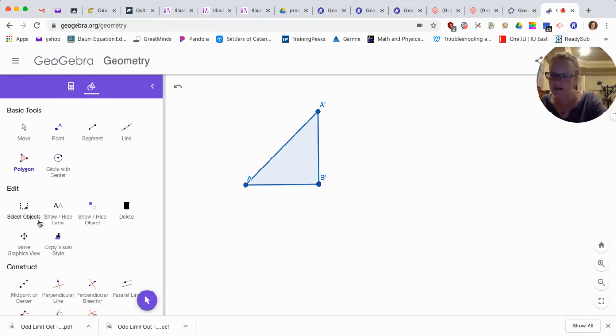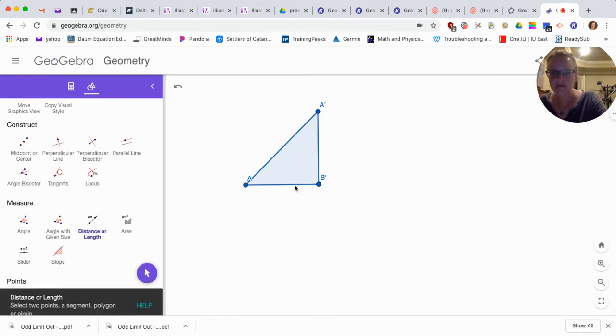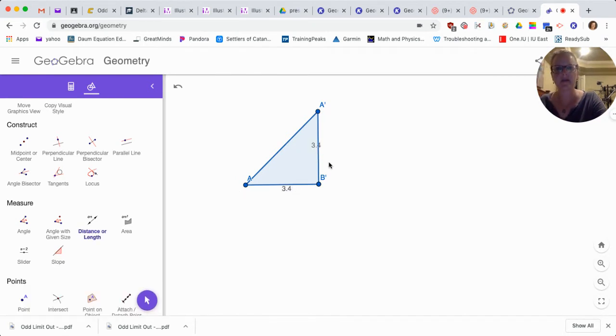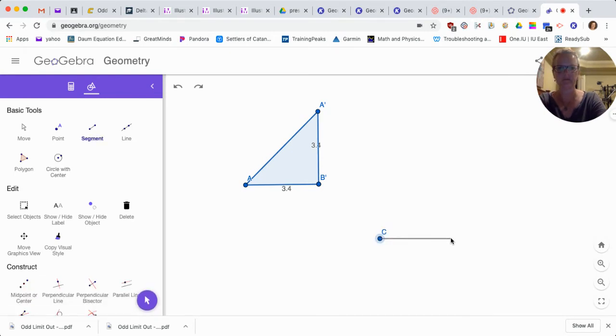I can measure that if I remember where the measure is. If I measure AB and A prime B prime, they're both 3.4. This one's not going to be 3.4, 4.8. We actually didn't need to know that. But all right, step 2 says draw a segment, label the endpoints C and D. Rotate segment CD counterclockwise around center D by 30 degrees.